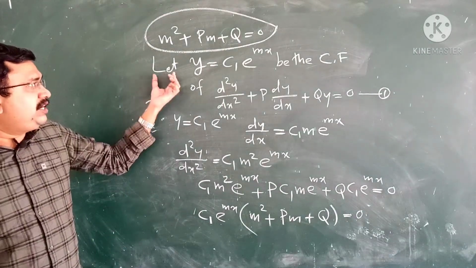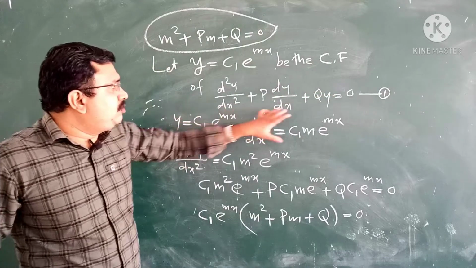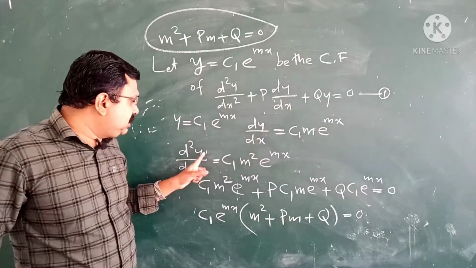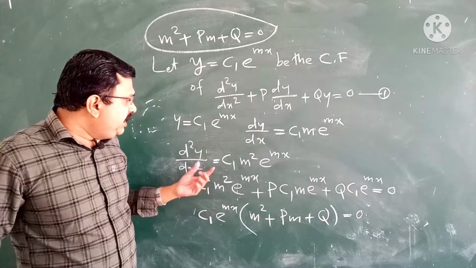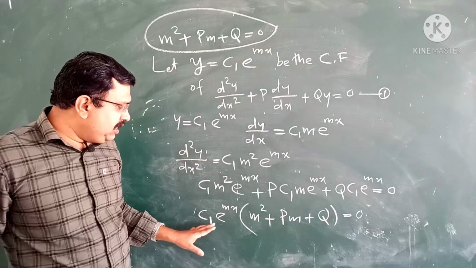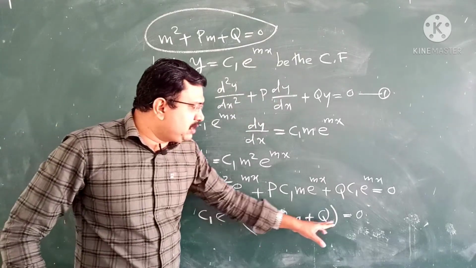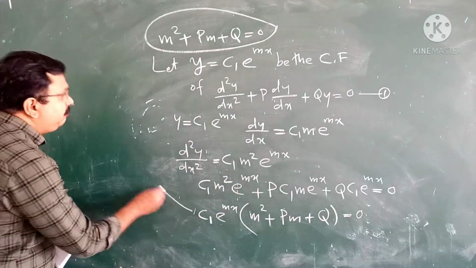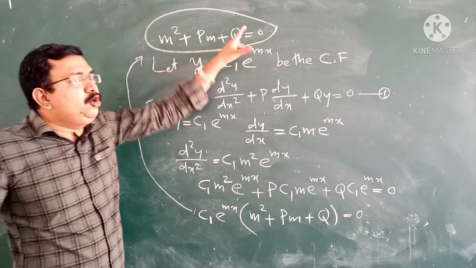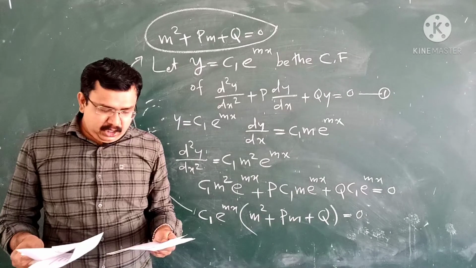Please write down. Let y equal to c1 e raised to mx be the complementary function of this equation. Then we get y, dy by dx, d square y by dx square. Then substituting these values in equation number 1, we get c1 into e raised to mx into m square plus pm plus q equal to 0. Then we get m square plus pm plus q equal to 0. This is called our auxiliary equation.